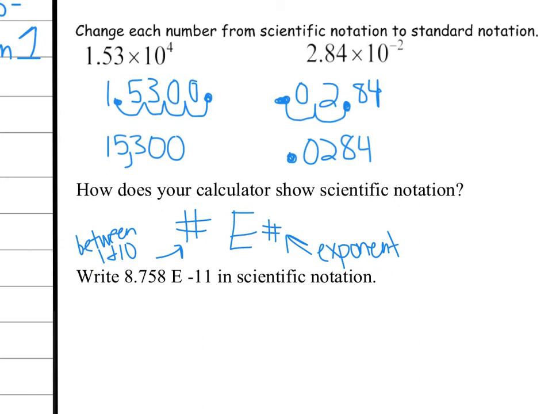So, right below, it says 8.758 E negative 11, and we're supposed to write it in scientific notation. Well, the number in front is still the number in front in scientific notation. It's between 1 and 10, but instead of E, I'm putting the times 10 in there, and the negative 11 is going to be the exponent. So it's pretty similar, just changing the E for the times 10.